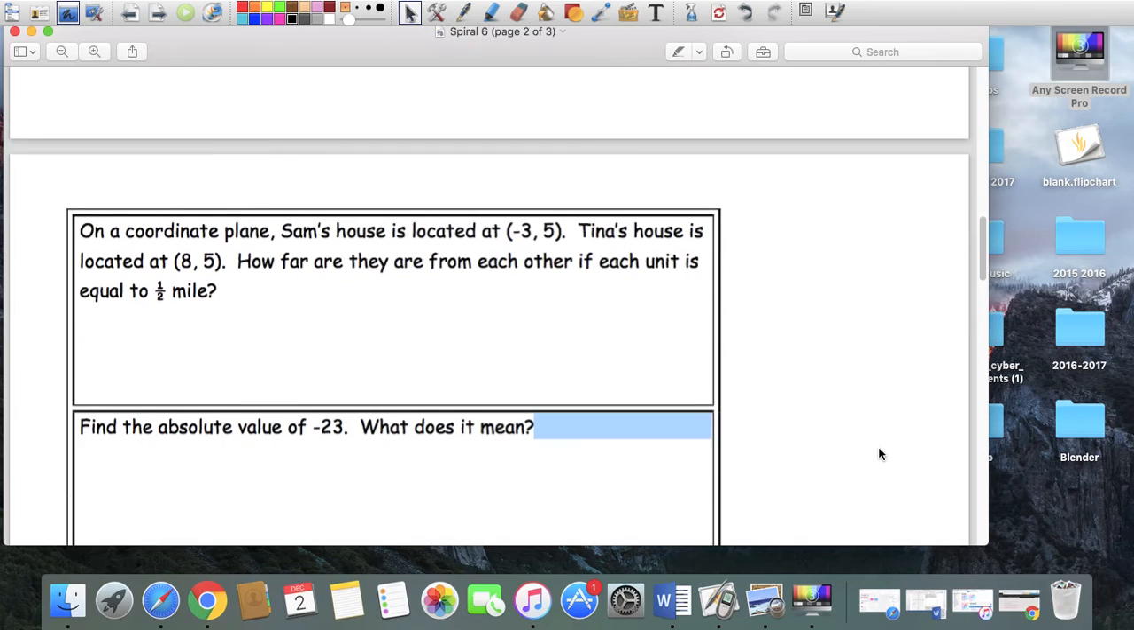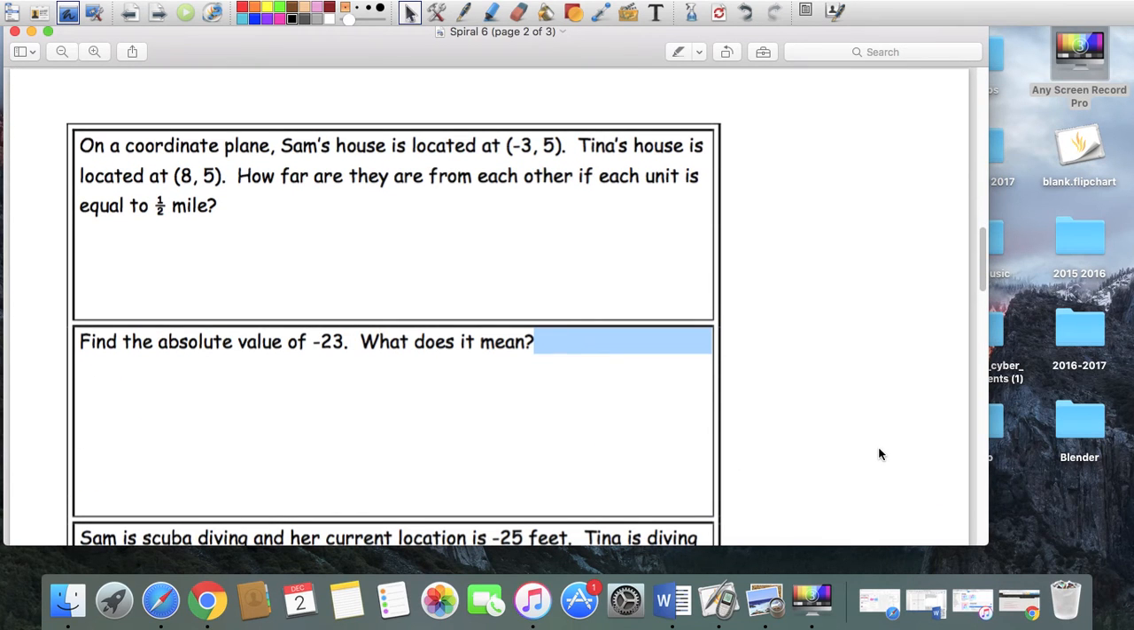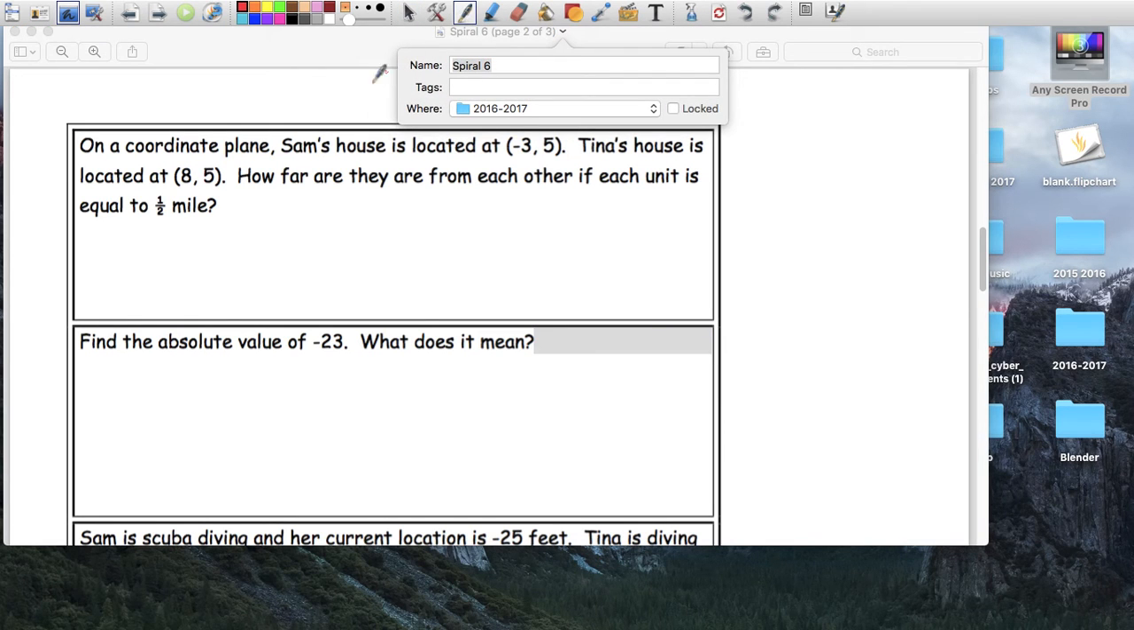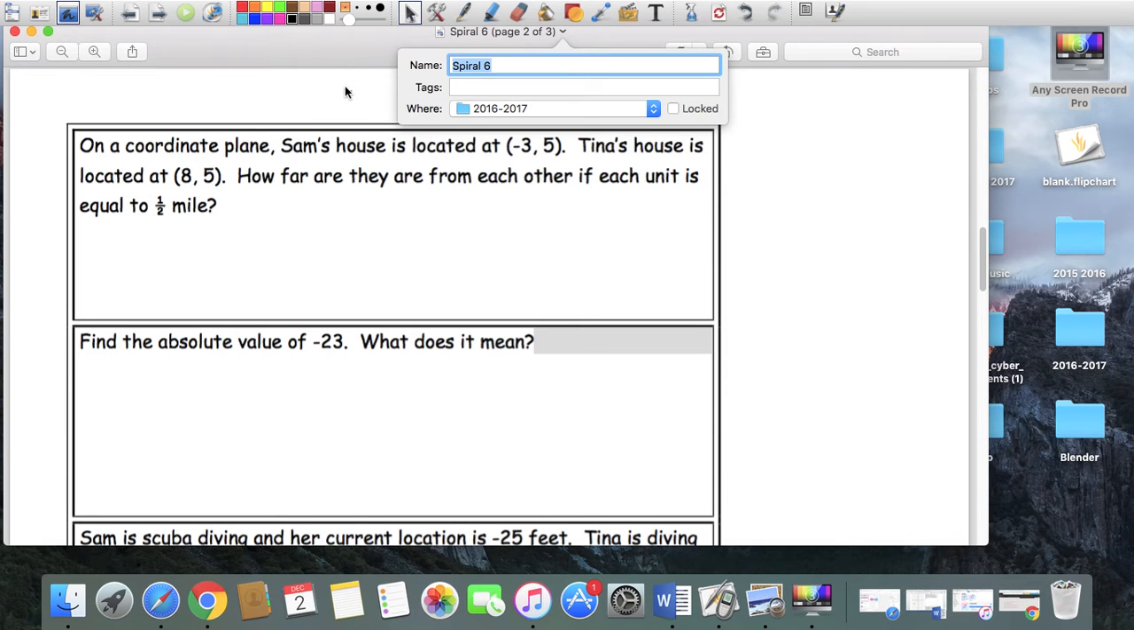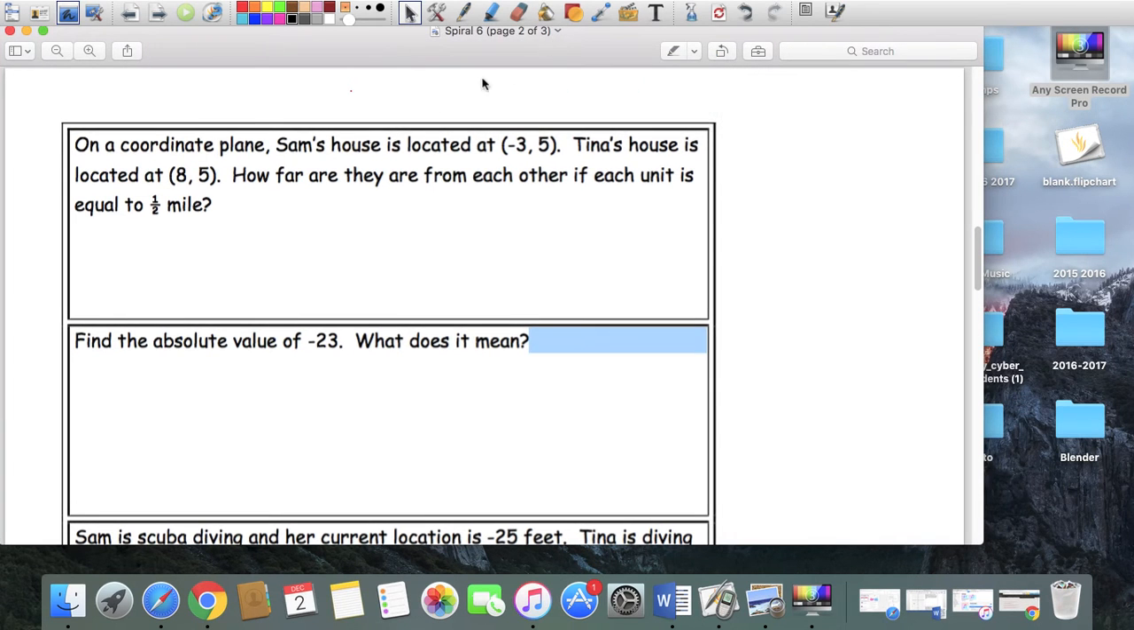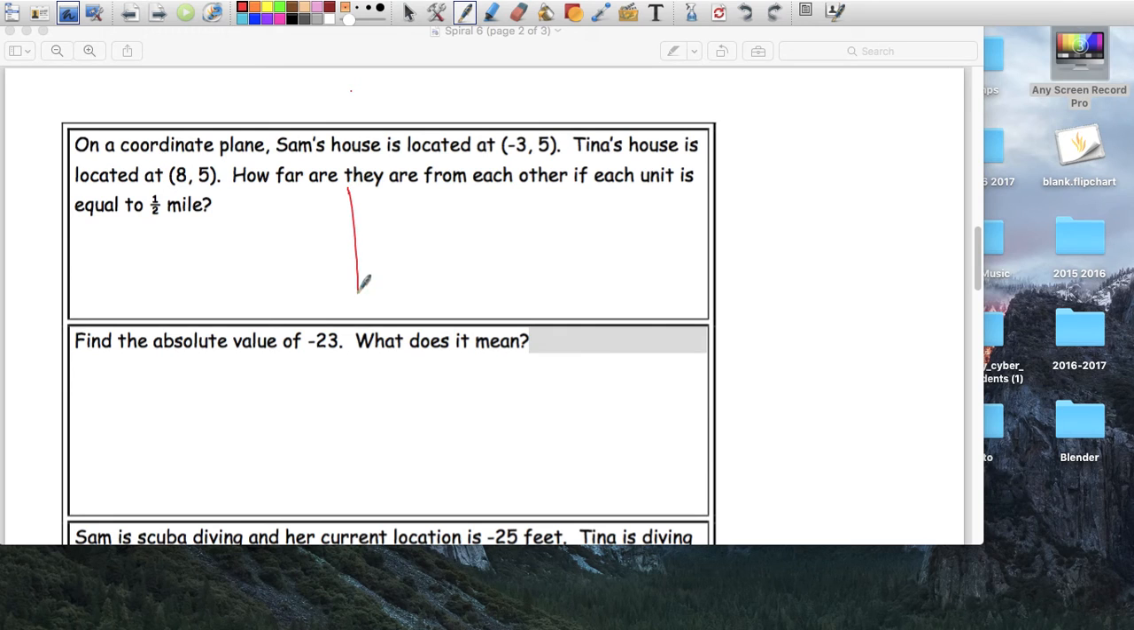Let's go down. On a coordinate plane, Sam's house is located at -3 and 5. Tina's house is located at 8 and 5. What do I do? I don't know what that is. I could forget it. Okay, so how far are they from each other if each unit is equal to half a mile? Okay, so I can make a make-believe quadrant here.